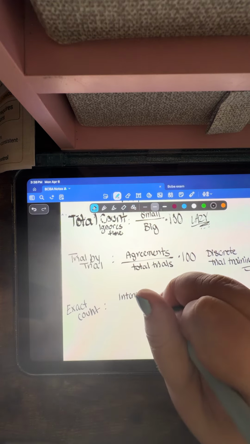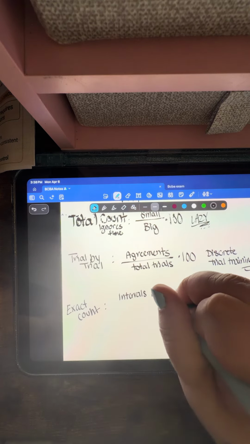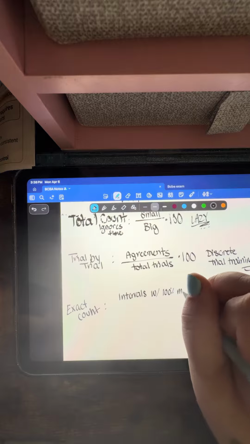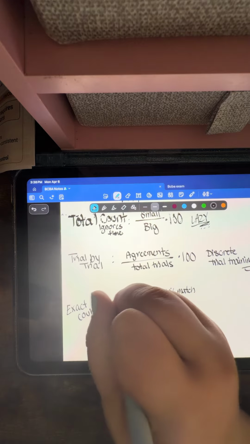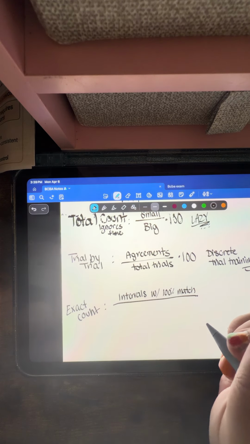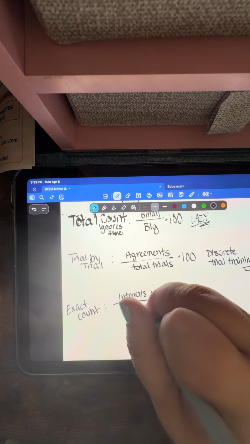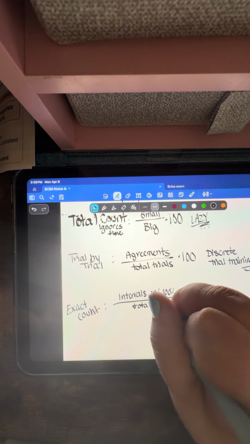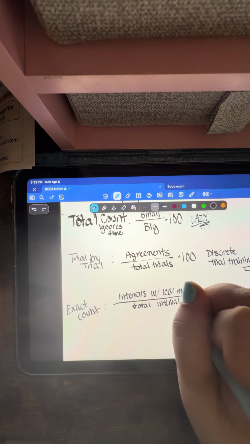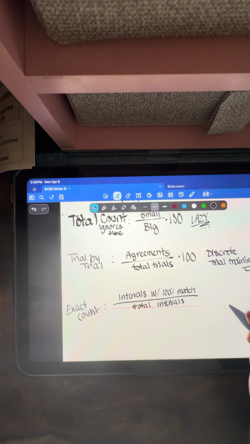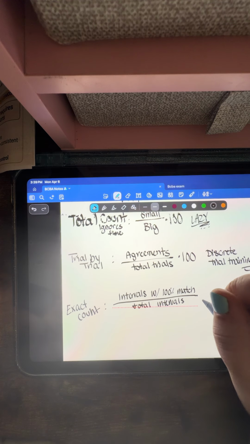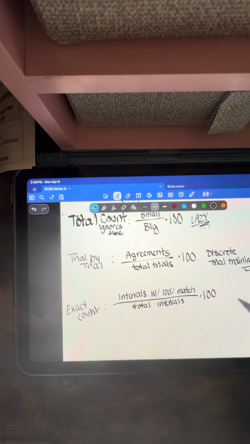With 100% match over the total amount of intervals. Total intervals. And then you're going to times that by 100 as well. Times 100.